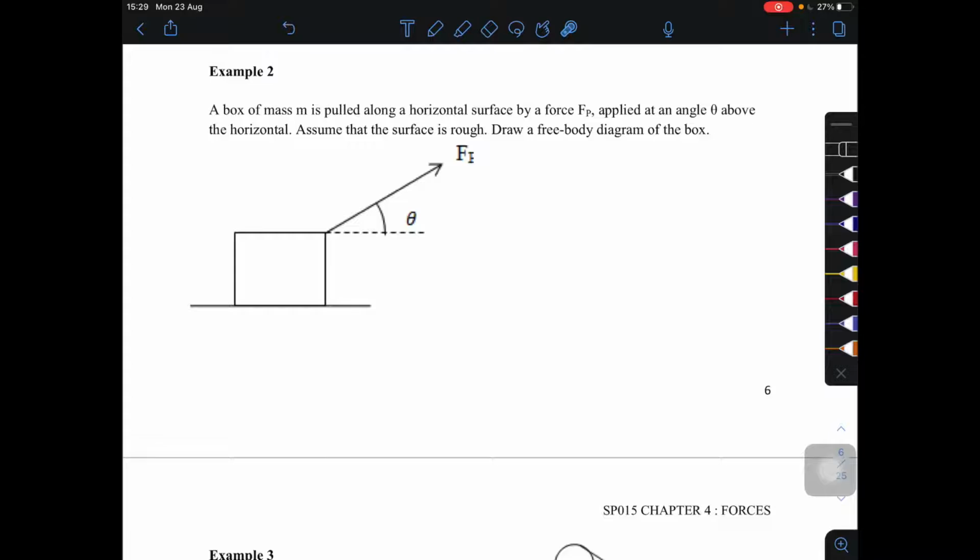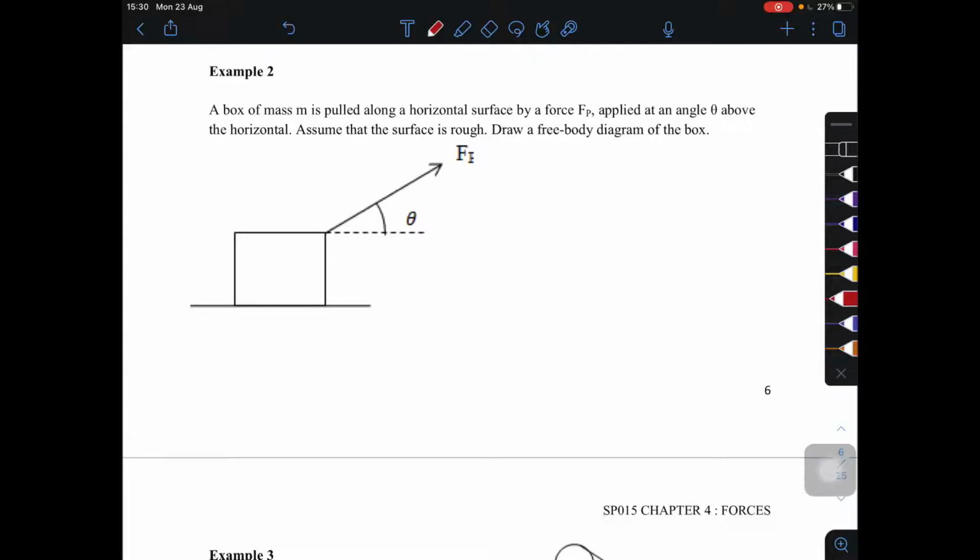Okay, now let's look at example 2. A box of mass M is pulled along a horizontal surface by a force FP applied at an angle theta above the horizontal. Assume that the surface is rough. Draw a FBD. Okay, so we are given the diagram here where it's already labeled the external force with an angle. Okay, so first step, identify the forces.